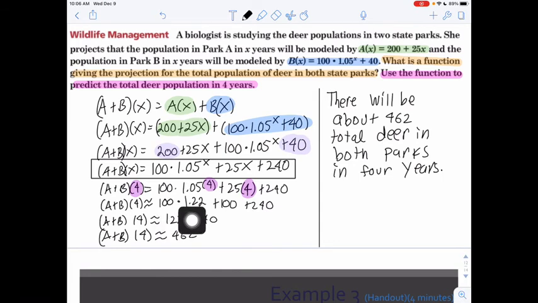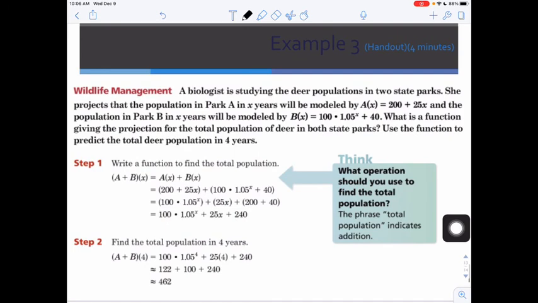So 100 times 1.22 gives us 122. 25 times 4 gave us 100, so 100 plus 240 is now 340, and now we just add 122 plus 340 to get 462. This tells us that 4 years from now, there will be about 462 total deer in both parks. The work for this problem is all written out on the next slide.